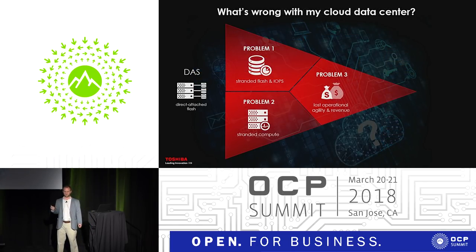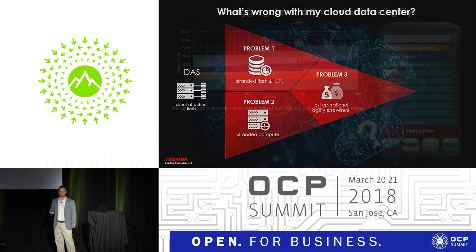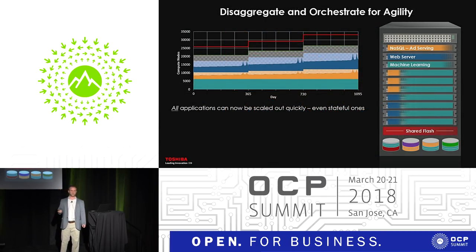But there's another problem, which is lost operational agility and revenue. There's an opportunity here to not just spend less, but to make more. That's where orchestration comes in. With orchestration and disaggregation, all applications can be scaled out quickly, even stateful ones. When you have your storage remote, you can move a stateful application from one node to another and just move the pointer without having to migrate your data. That allows you to be more flexible and agile in the way that you deploy applications in the data center.